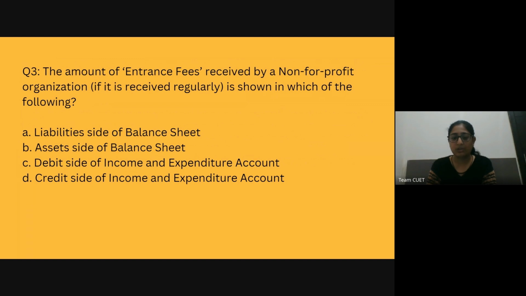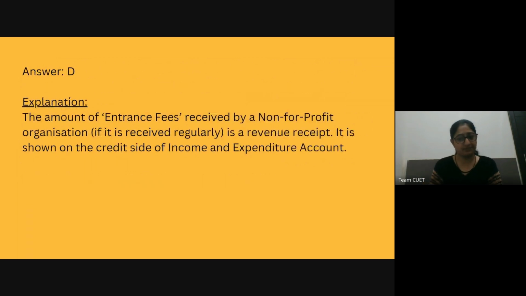Income and expenditure account. So our option A and B are eliminated as they say balance sheet. We are left with option C and option D, income and expenditure account. Now, income and expenditure account is an account of nominal nature, right? And incomes are recorded on the credit side of a nominal account. So, since entrance fees is an income, it will be recorded on the credit side of income and expenditure account. Answer is D, right? I hope you understood the answer.